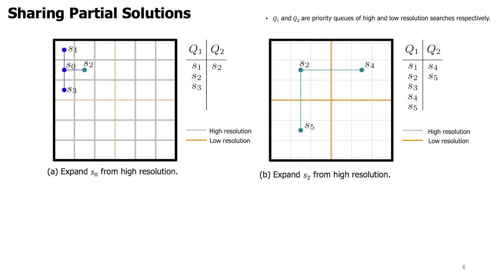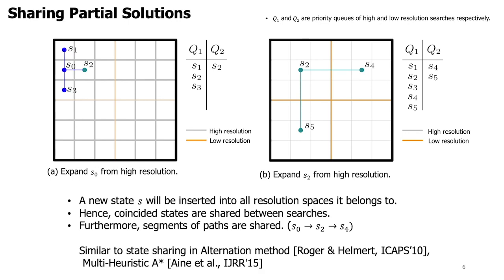In figure B, we expand state S2 from a coarse resolution space, and successors S4 and S5 are generated. Since S4 and S5 also lie at the center of a fine cell, they are also inserted into high-resolution space as well. Hence, coincided states are shared between searches. And furthermore, segments of paths are shared. This is similar to state sharing in the alternation method and multi-heuristic A-star.